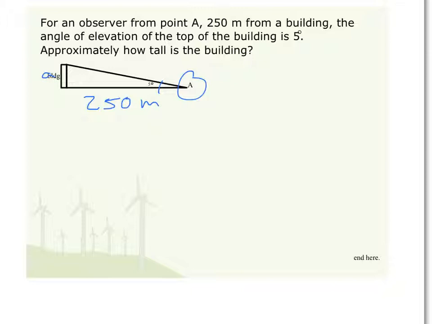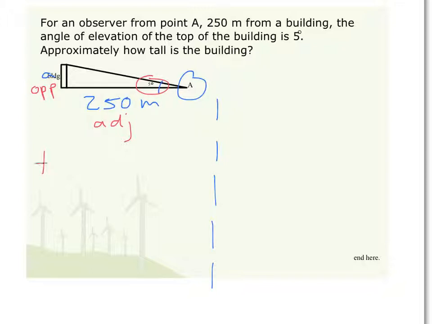Now I'm going to split this up as a couple of different problems here. If we were to just follow the previous examples that we did to solve for A, I would hope that you would recognize that the unknown side is opposite the 5 degree angle of elevation. The adjacent side that we know is 250 meters. We have that as well.